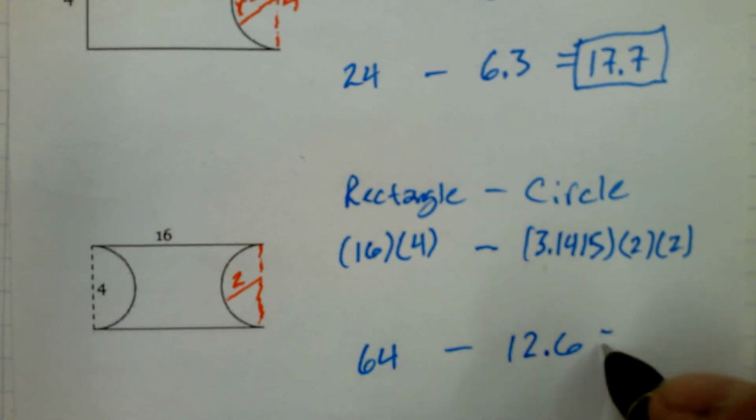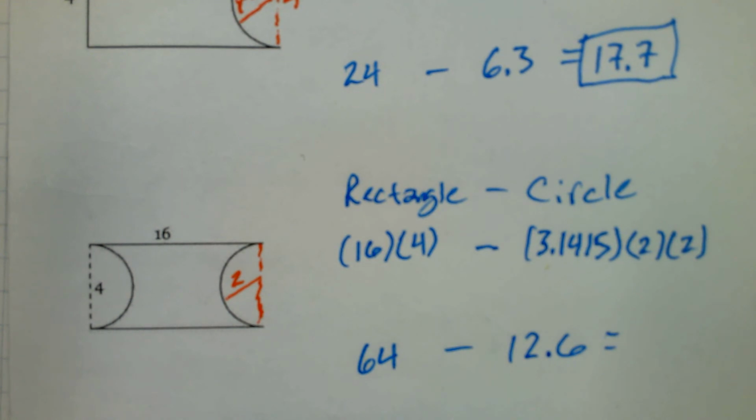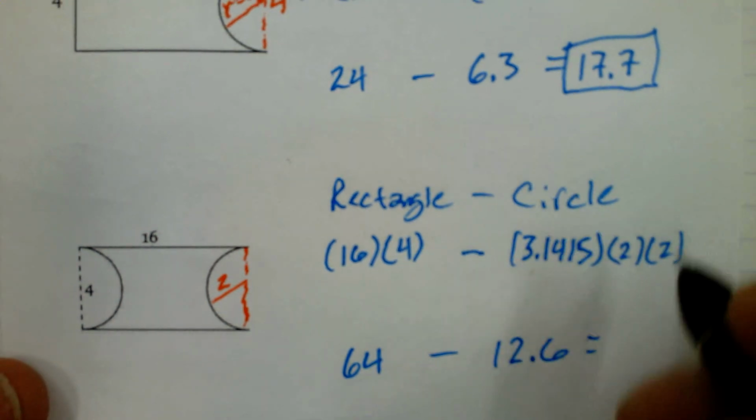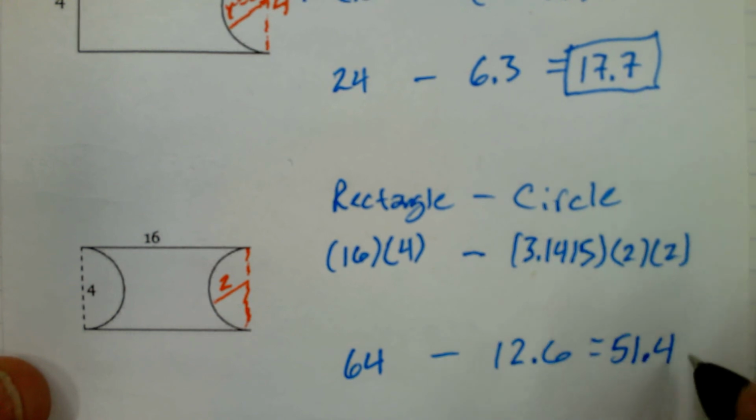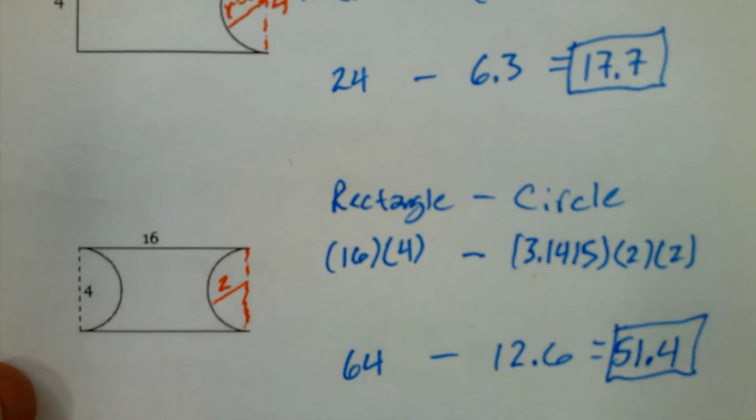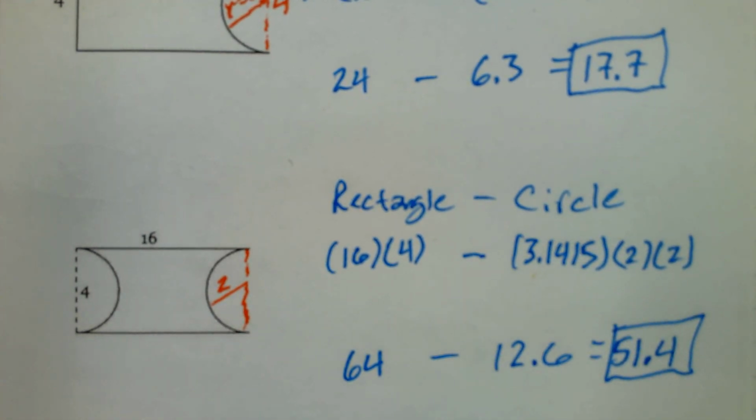So 64 take away 12.6. What do we get? 51.4. Could you repeat that again? 51.4. There we go. Okay. So on today's assignment on Delta Math, we're going to practice finding the area of irregular shapes.